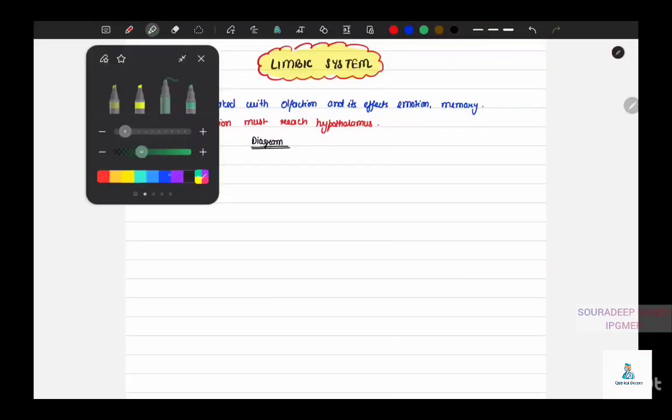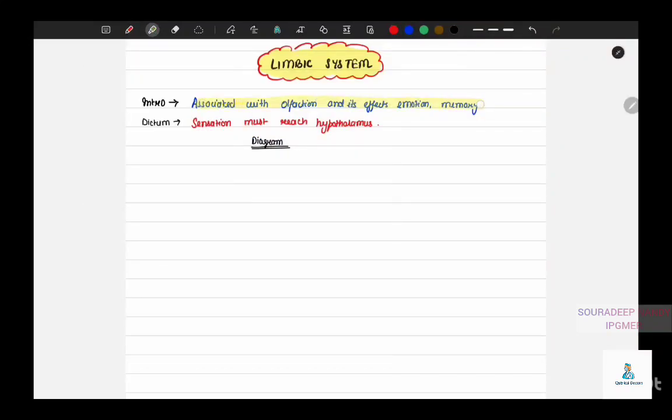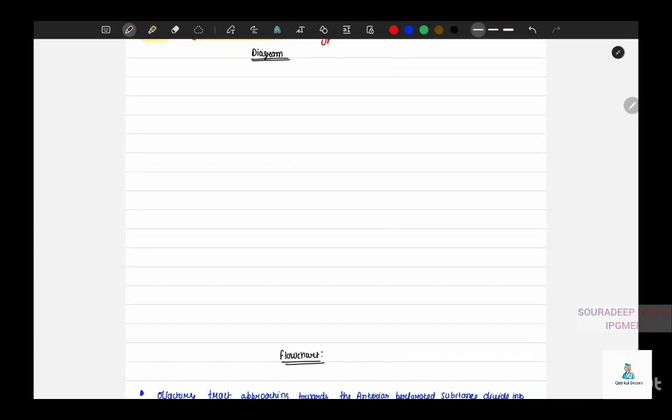So now we will discuss the limbic system. The limbic system is associated with olfaction and its effect, emotion, and memory. One dictum you have to remember is that the sensation must reach the hypothalamus. So here I am drawing the components of the limbic system.